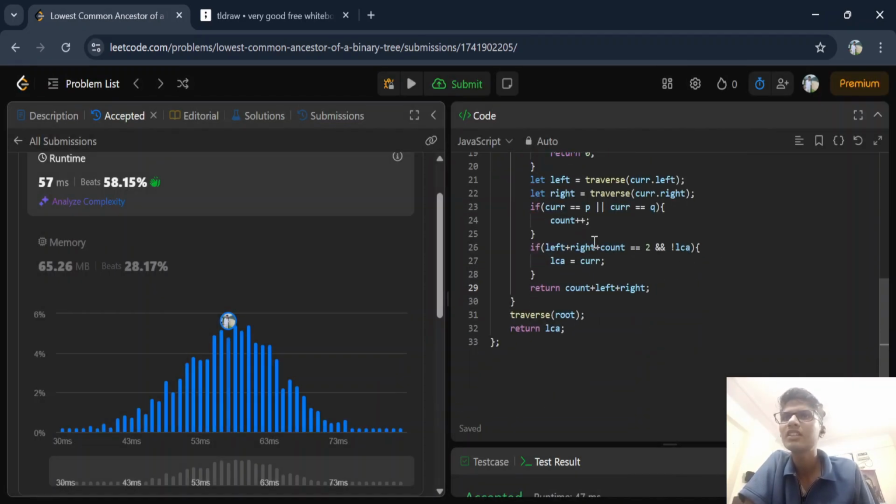So that's a very easy code for this. And yes, this was a medium level question, because the medium part is making your left, right, and count. Otherwise, writing code for this question is not that tough.